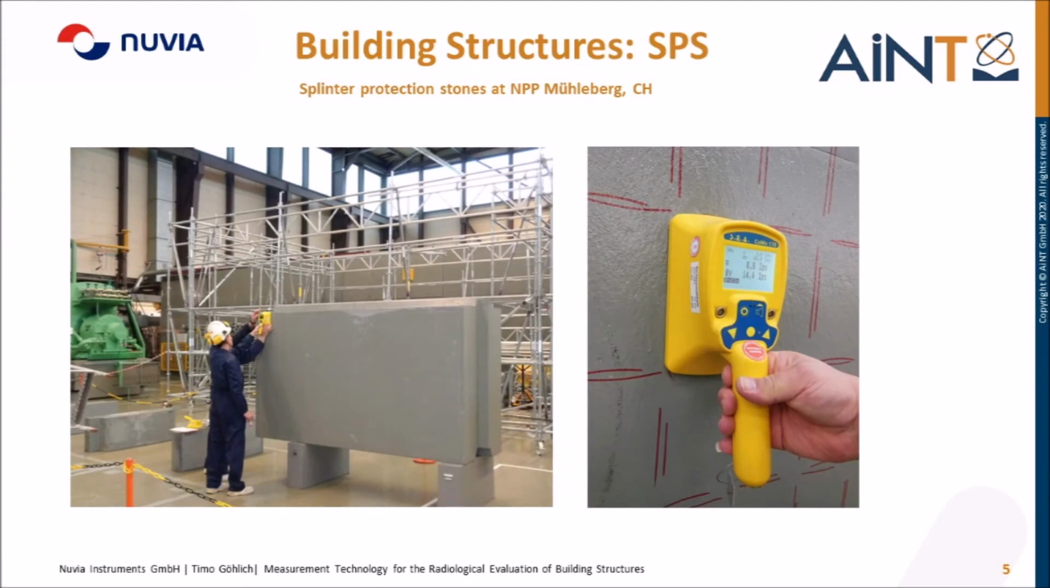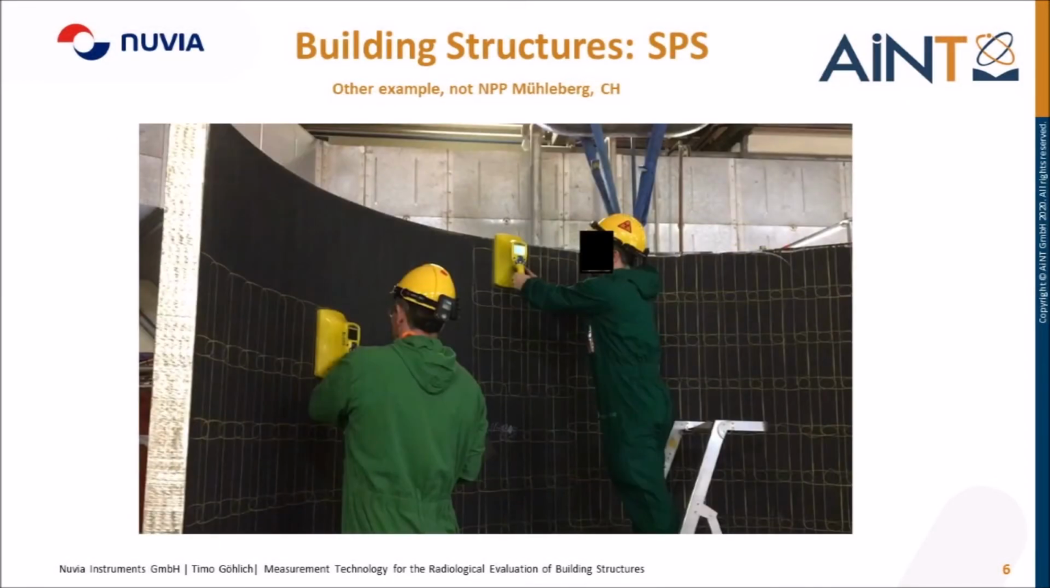Here we see how the entire surface of the splinter protection stone is checked for radioactivity with the Kumo 170, which is a contamination detection device. Kumo 170 has a built-in plastic scintillation detector which reacts to alpha, beta and gamma radiation. On the right picture we can see very clearly how the worker proceeds. He marks the outlines of the Kumo 170, that is the 170 square centimeters, on the stone and can thus ensure that he measures all areas of the stone.